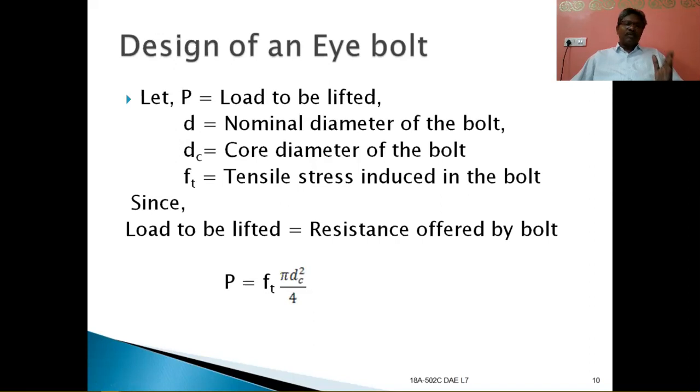That relation we already have: DC, the core diameter, is equal to 0.84 times the nominal diameter. So after getting the core diameter, we can calculate the nominal diameter by using the relation and then adopt it as per the metric standards, right? This is the design procedure of an eye bolt, right?